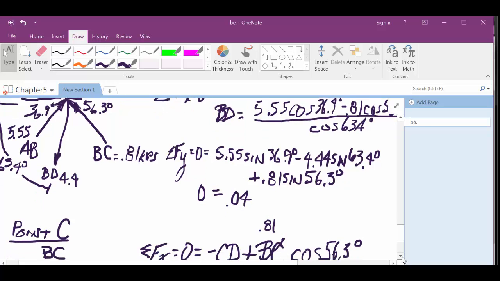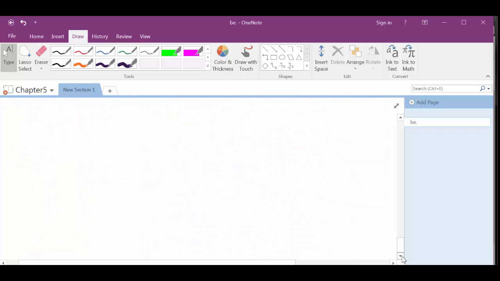That is a method of joints. The next section is, no pun intended, maybe there was a little pun intended, sections. That starts on page 94. Method of sections, in some respects might even be easier. It's especially easier on a truss that has a lot more members on it, because then what you're doing is you're breaking it down.